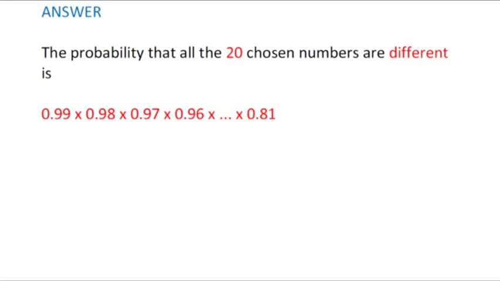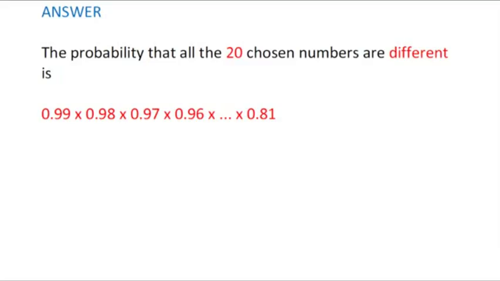Now, we want the probability that some two numbers are the same. Well, it's actually simpler to calculate the probability that all 20 chosen numbers are different and then subtract that number from 1 to get the answer we want. So what's the probability that all 20 chosen numbers are different? Well, whatever first number's been chosen, the chances of the second person choosing the same number are just 1 in 100. It's 99 in 100 that it's different, so that's 0.99.